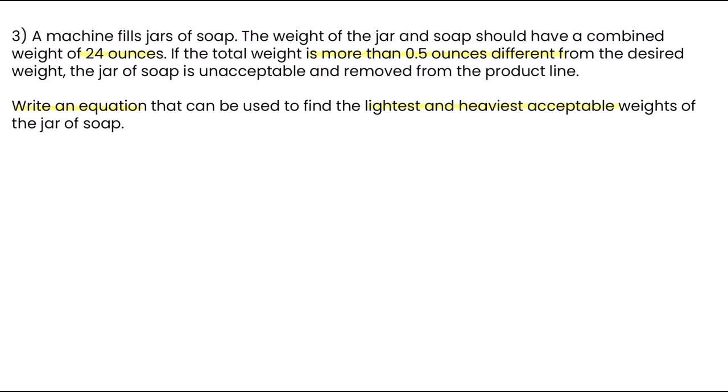So we can model this using an absolute value equation because we have a central value, which is equal to 24, and we also have a range that's acceptable, which is 0.5 ounces. If I write this as an equation, it's going to be the absolute value of x minus 24 is equal to 0.5.